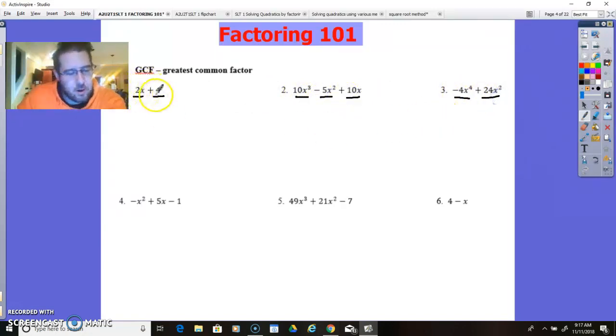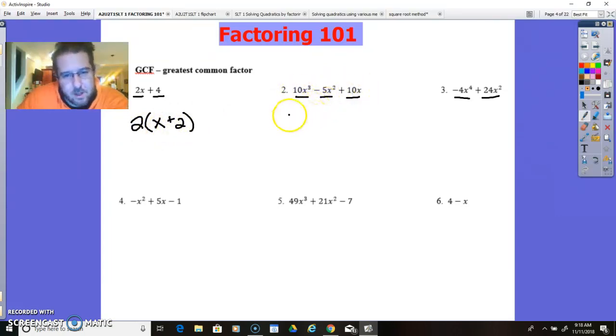I'm looking at these 2 parts, and I'm asking myself, what can they both be divided by? They can both be divided by 2. 2x divided by 2 is just x. There's no x's here. 2 divided by 2 is 1. And then x divided by nothing here is still x. 4 divided by 2 is 2. So that's as factored as much as you possibly can.